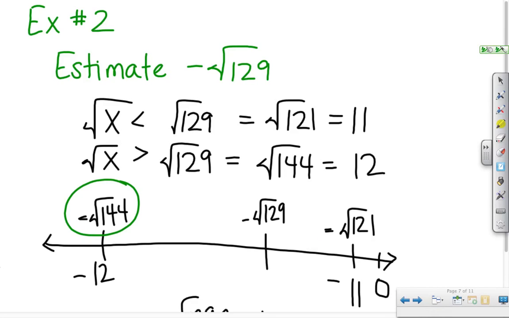We'll graph this on our number line also. So where does 129 fall in there? Well, it's going to be a little bit closer to negative 11 than it is to negative 12. So we would say the square root of negative 129 would be approximately negative 11.4. We'll give it a good round there. It's closer to 11 than it is to 12.